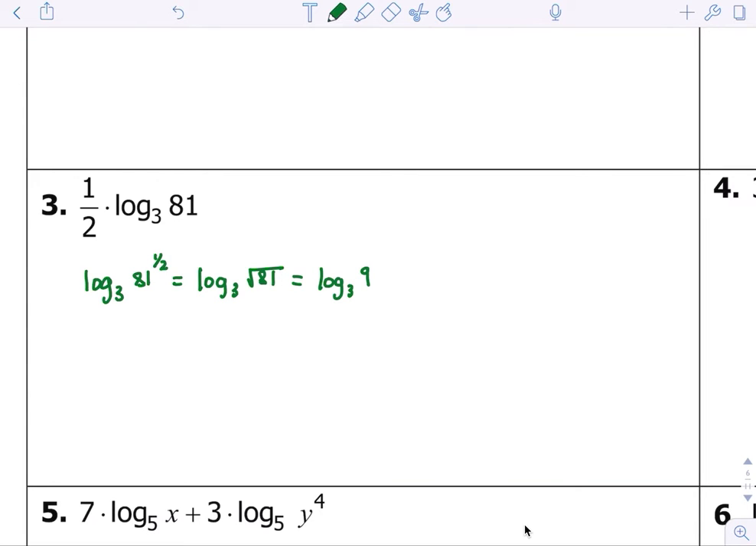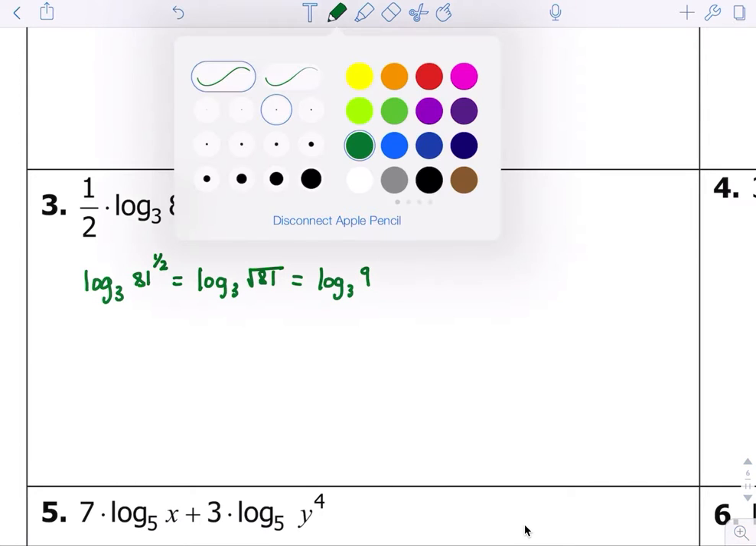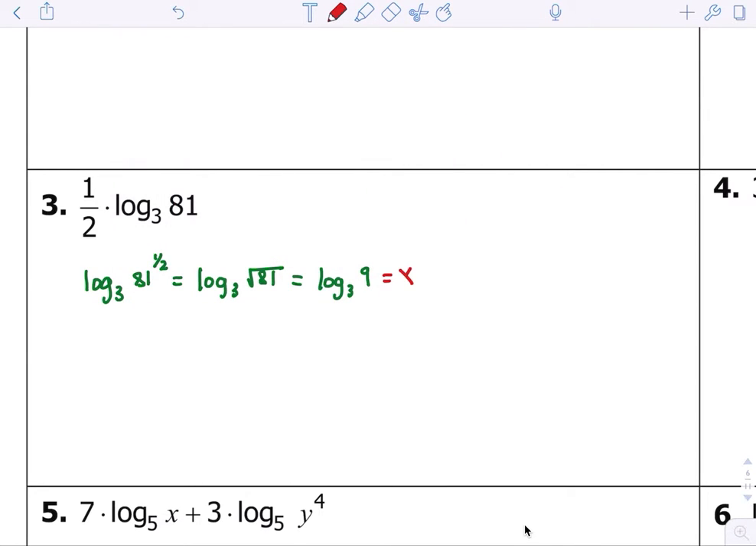And now I'm going to change this to exponential because I can see both of these could be a base of 3. So log base 3 of 9 equals x. 3 to the x power is equal to 9. 3 to the x is equal to 3 to the second power. x is equal to 2.